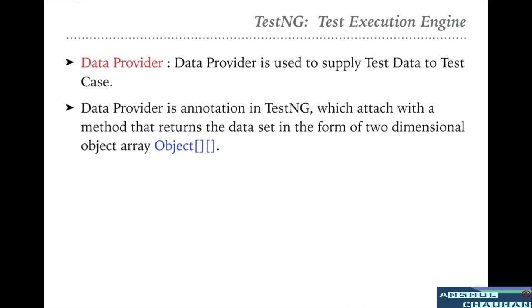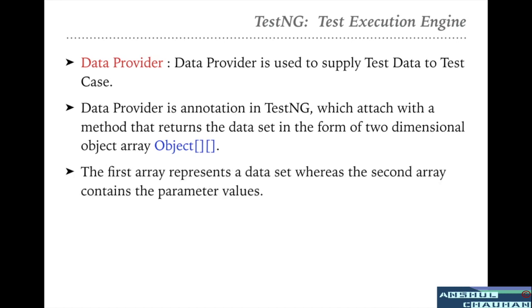Then why do we need a two-dimensional array? In the two-dimensional object array, the first array represents the data set. This is dataset 0, dataset 1, dataset 2, dataset 3, dataset 4, or up to n number. And the second array is supplying the values, that these are the values of dataset 1, these are the values of dataset 2, these are the values of dataset 3. So the first array is simply representing the dataset number, and the second array is simply representing the specific data which is related to that particular dataset number. Because it is quite possible you want to execute your test with different datasets, so every dataset has its own number.